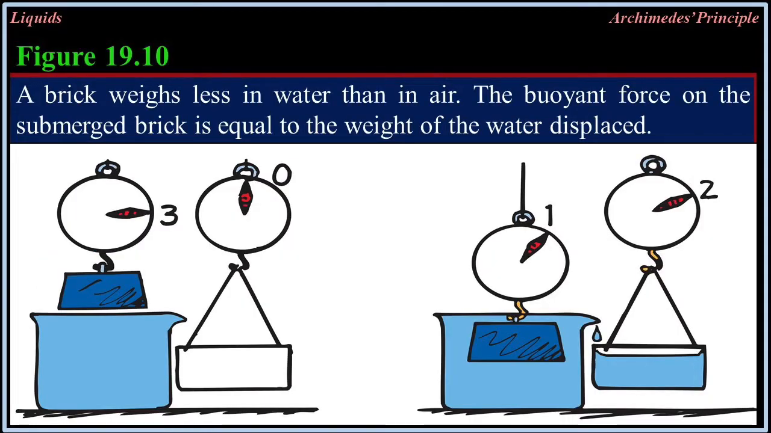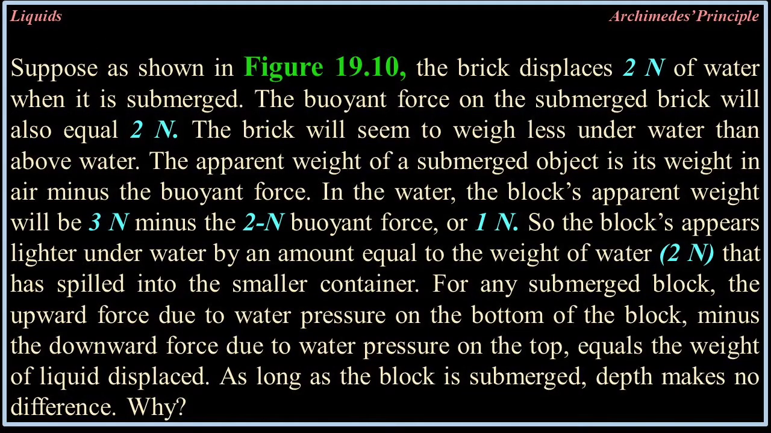Suppose, as shown in figure 19.10, the brick displaces 2 newtons of water when it is submerged. The buoyant force on the submerged brick will also equal 2 newtons. The brick will seem to weigh less underwater than above water. The apparent weight of the submerged object is its weight in air minus the buoyant force. In the water, the block's apparent weight will be 3 newtons minus the 2 newton buoyant force, or 1 newton. So the block appears lighter underwater by an amount equal to the weight of water, 2 newtons, that has spilled into the smaller container.